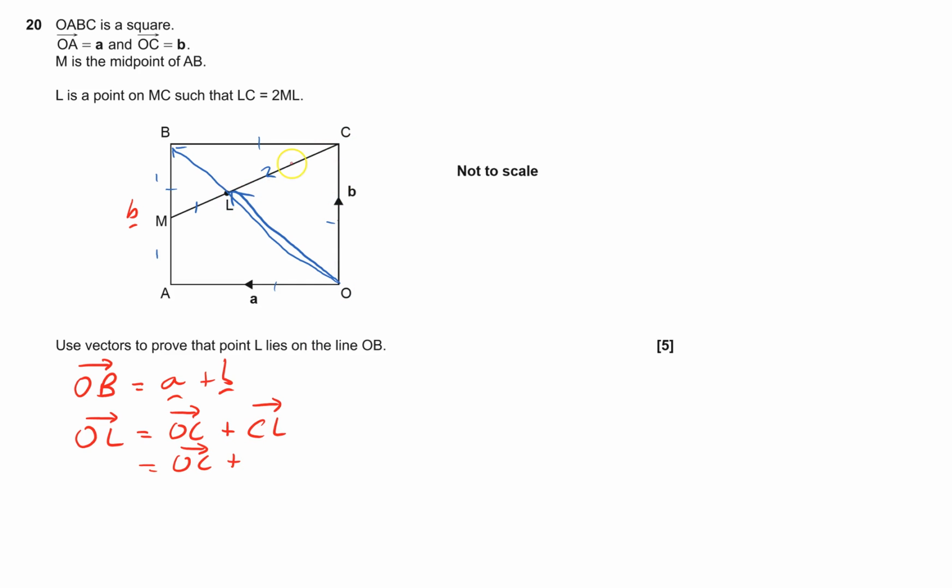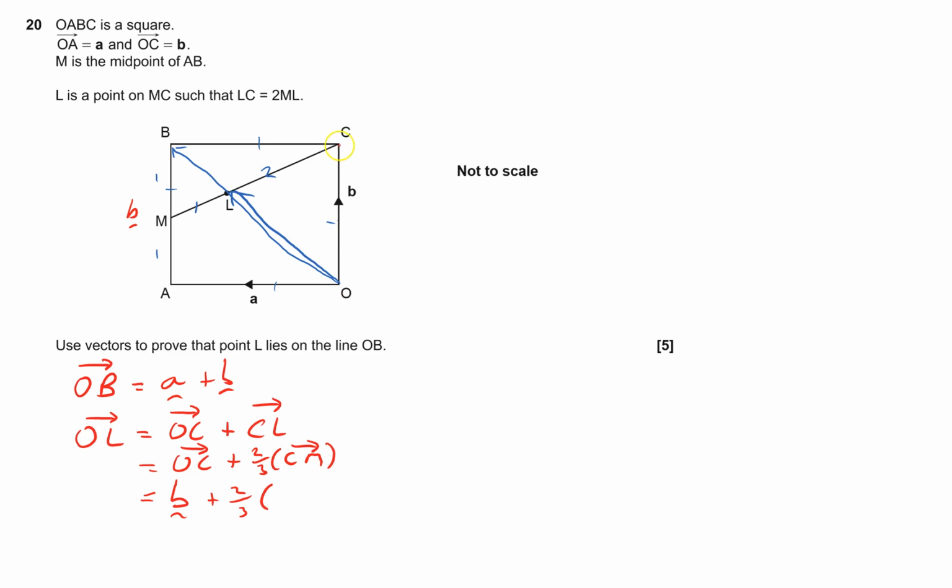Right, to do that, that equals OC, the first bit, plus, to get from C to L, to go 2/3 of C to M. So it's plus 2/3 of C to M, because that's 2 parts, that's 1 part, so it's 2 out of a whole 3. So now I need to work out what CM is. So this is OC, that's B, plus 2/3 of C to M.